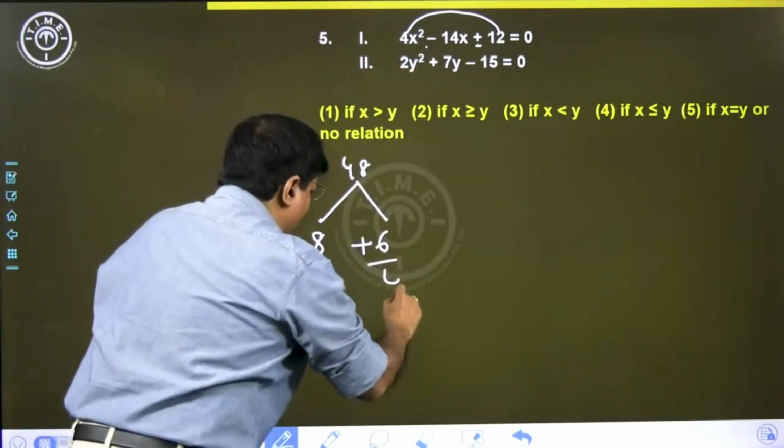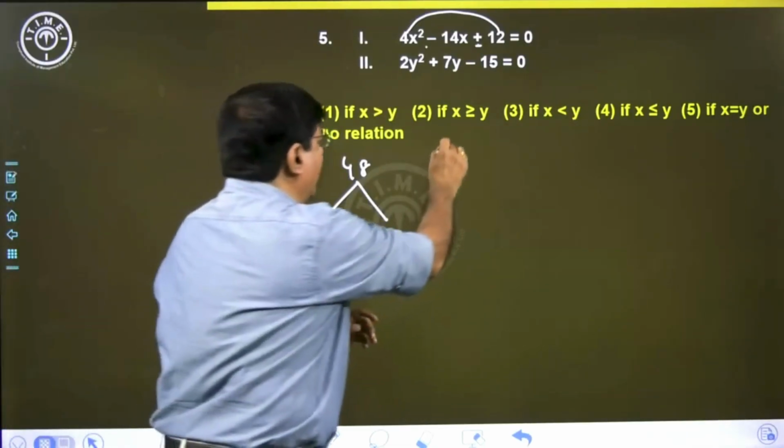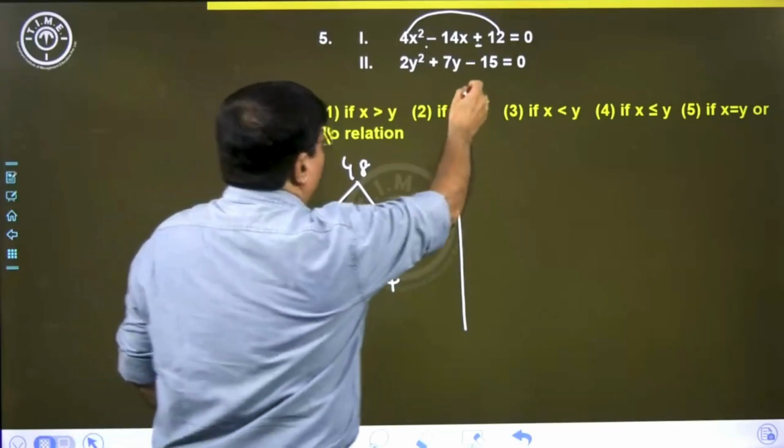Just leave it like that. I will not simplify this and make it into a fraction. We'll just leave it here. Let's see how to solve it in the next step.